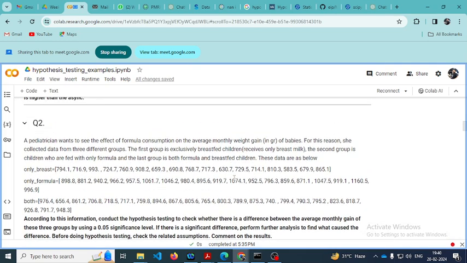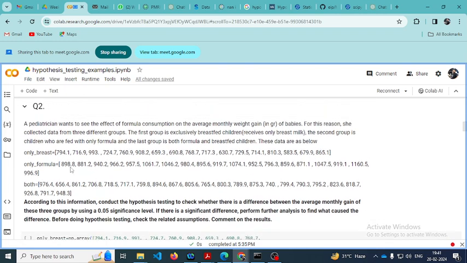See, this is the next problem. A pediatrician wants to see the effect of formula consumption on the average monthly weight gain of babies. For this reason, she collected data from three different groups. The first group is exclusively breastfed children, who receive only breast milk. The second group is children who are fed with only formula, and the last group is both formula and breastfed children. These data are like this.